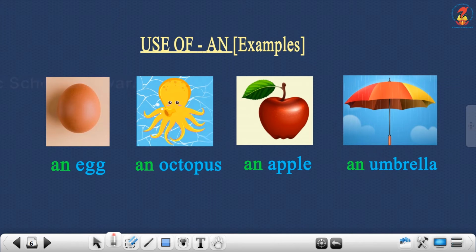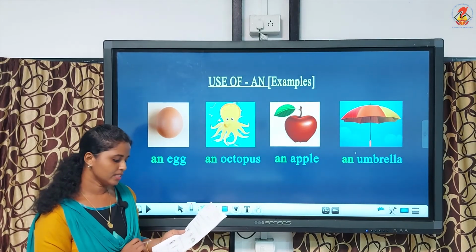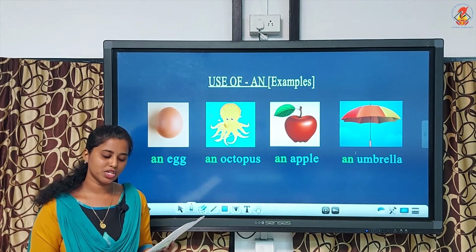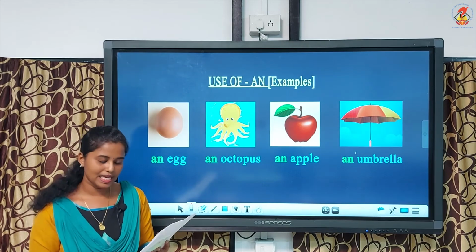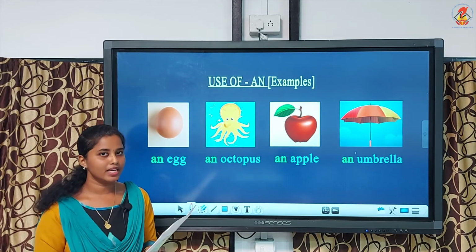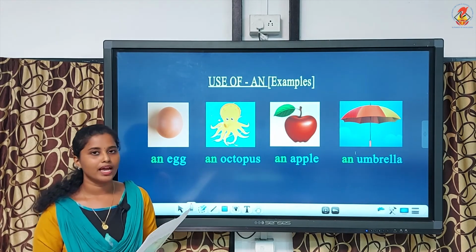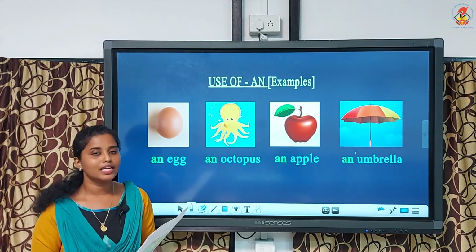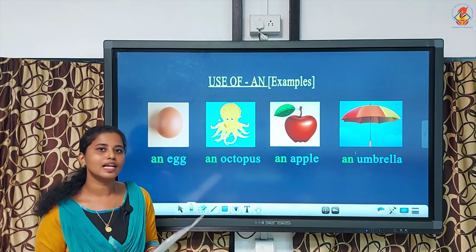Okay, and you can see 3 more examples on page 19. See the first word, an eye, next an ice cream, and the third picture, an aeroplane. Here eye is beginning with the vowel sound I, so you should write an eye. The next one, ice cream, beginning with the vowel sound I, so you should write an ice cream. And the third picture, an aeroplane, the word is beginning with the letter A, which is a vowel sound, so you should write the article an.